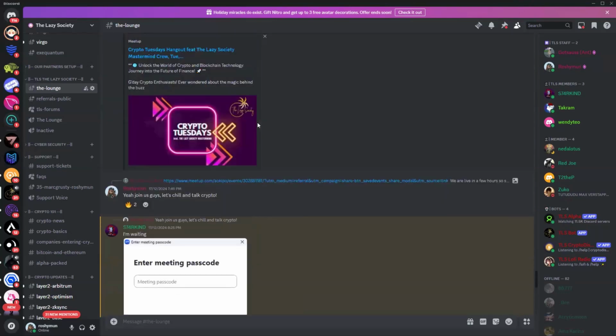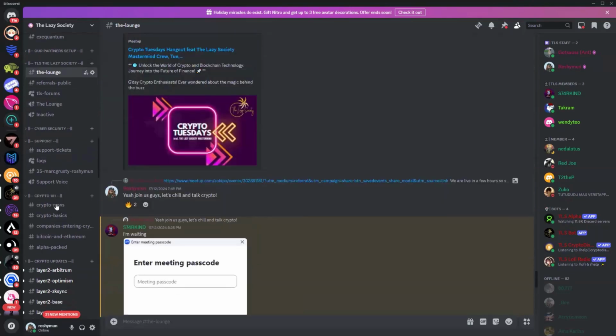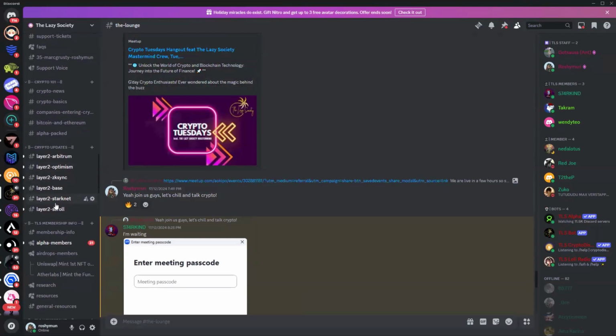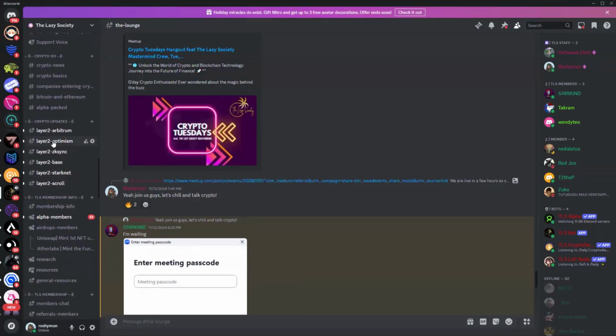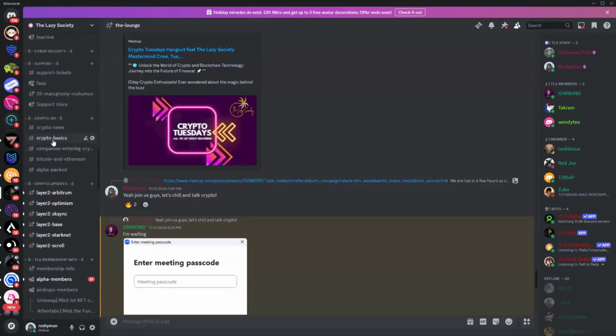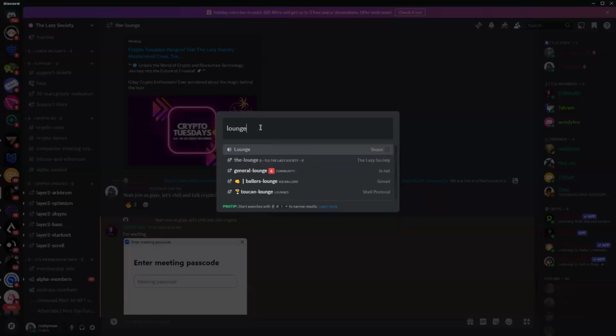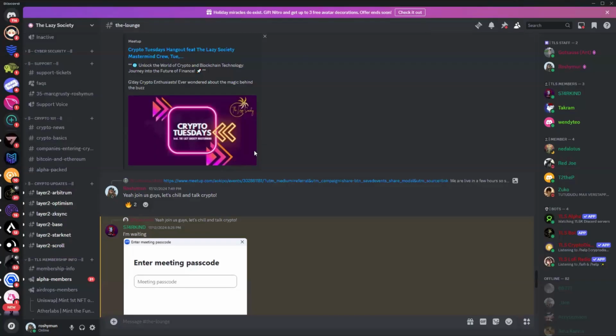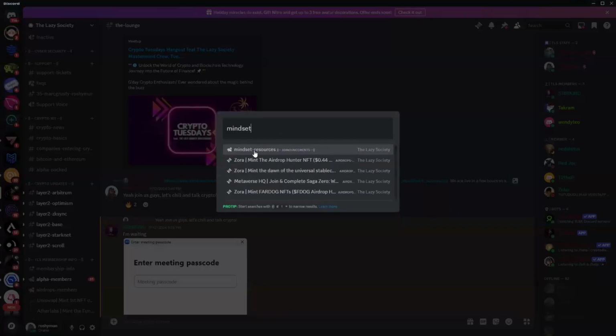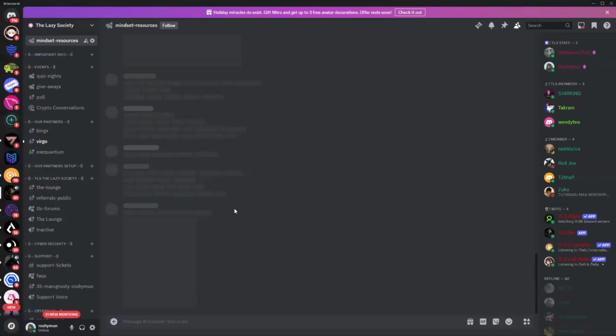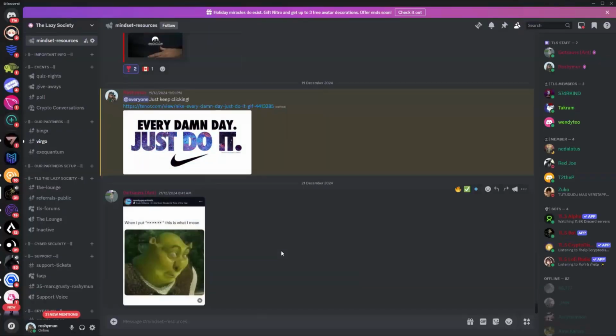But this is Discord. You can see on the left-hand side, it can be a lot. So I like using Control K, which brings up the search. You can go, where should I go? The lounge. You just type in lounge and it'll take you exactly to where we are right now. If you want to go to mindset, you just type in mindset and it'll take you to the mindset section. Make sure it says the Lazy Society, otherwise you're going to go somewhere else.